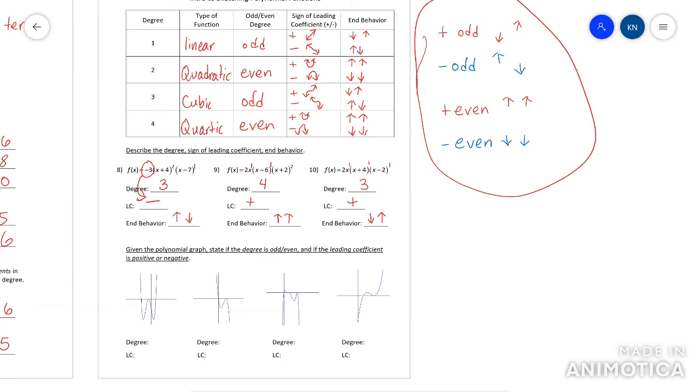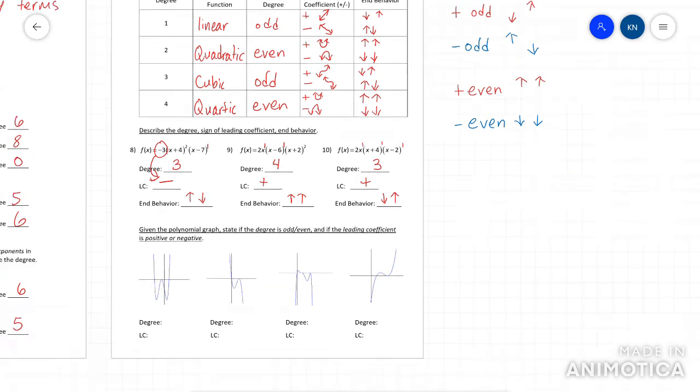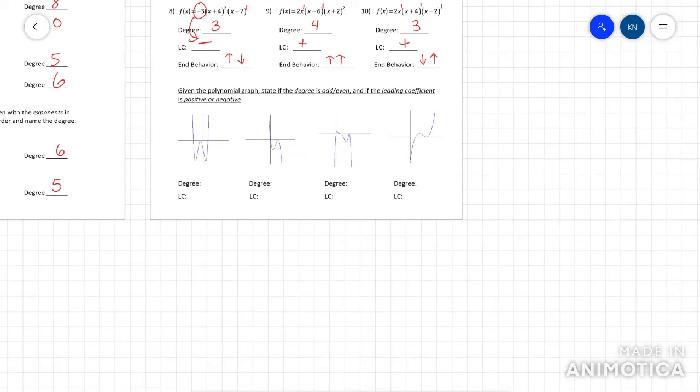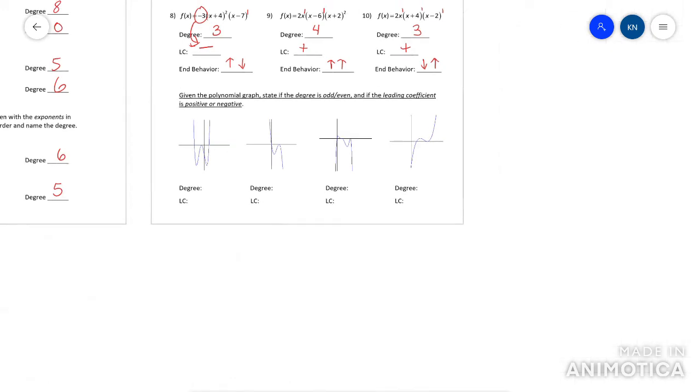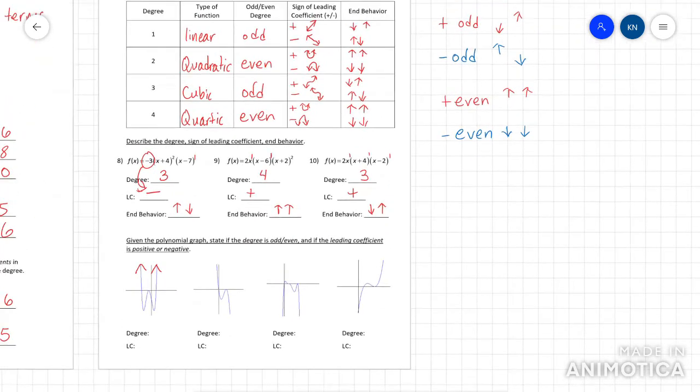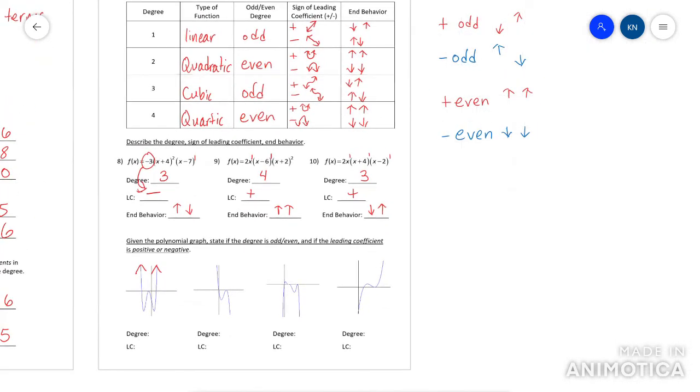Again, this is so important. If you don't know that, you're probably going to fail your polynomial quiz or test. So just saying. All right. Given the polynomial graph, state if the degree is odd, even, and if the leading coefficient is positive or negative. So look at this one. The arrow goes up, up. The only way my arrows can go up, up is if it's a positive even. So it has to be an even degree, and my leading coefficient has to be positive.